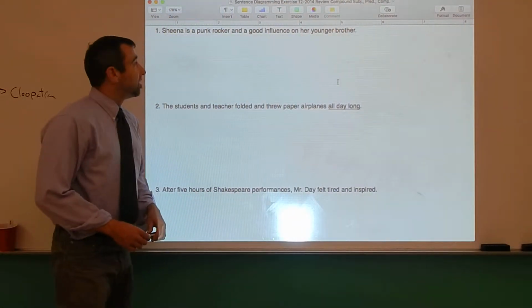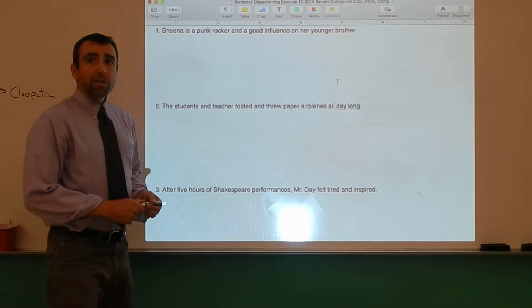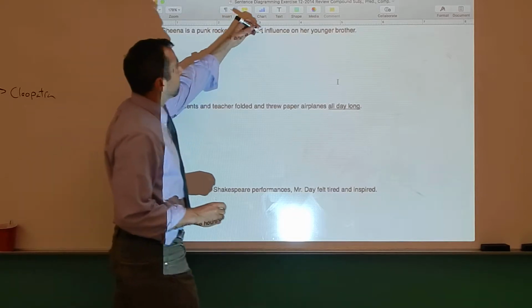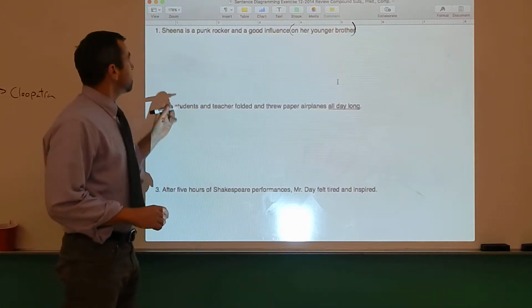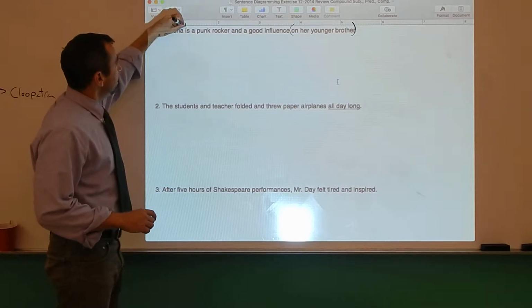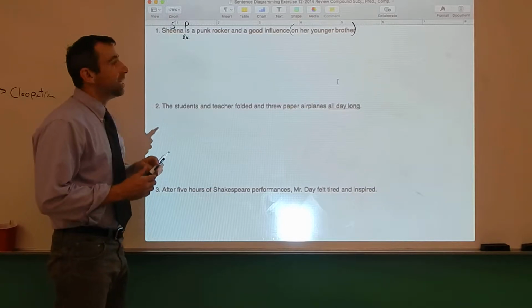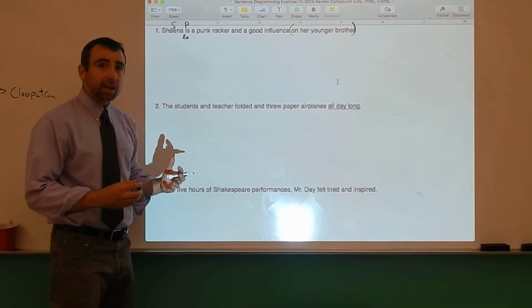Okay, first sentence. Sheena is a punk rocker and a good influence on her younger brother. The first thing that we're going to do is parenthesize prepositional phrases. There's one of them here. On her younger brother is a prepositional phrase. Sheena is the subject. Is the predicate. That's a linking verb. Now, Sheena is not just, Sheena is what is the question we should be asking ourselves.